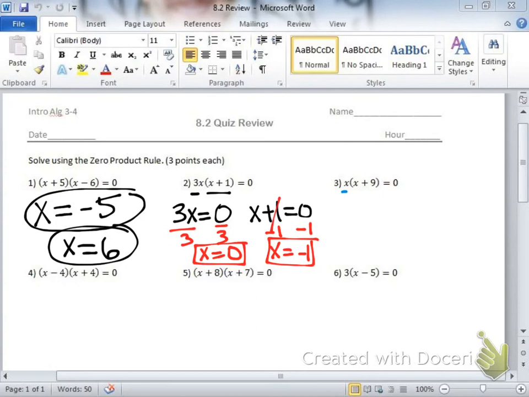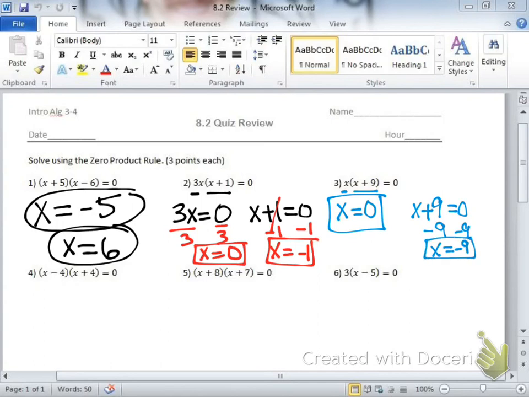Number 3, we have an x in the front and then an x plus 9. So x equals 0 is going to be one of our solutions. And then whatever makes this a 0 will be our other solution, which is minus 9. 0 minus 9 is negative 9. So now we have two solutions on that one.